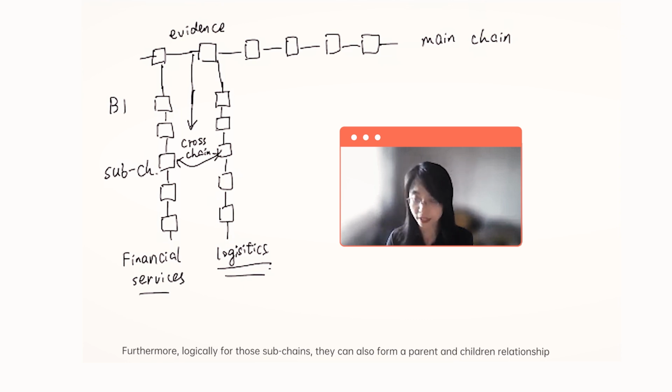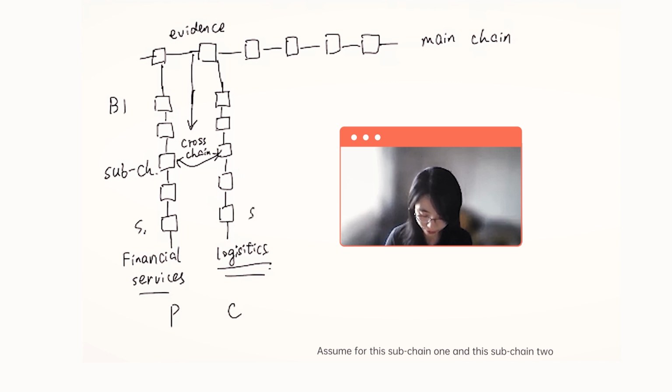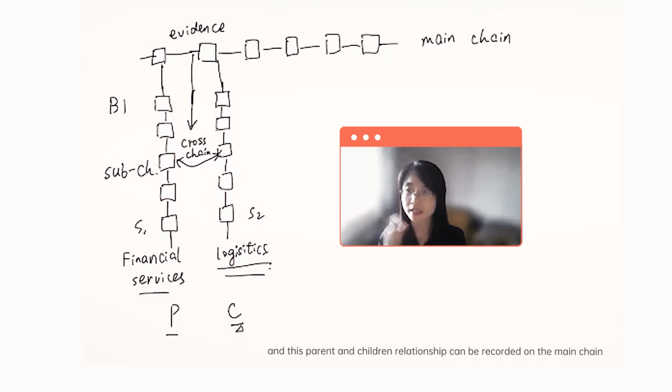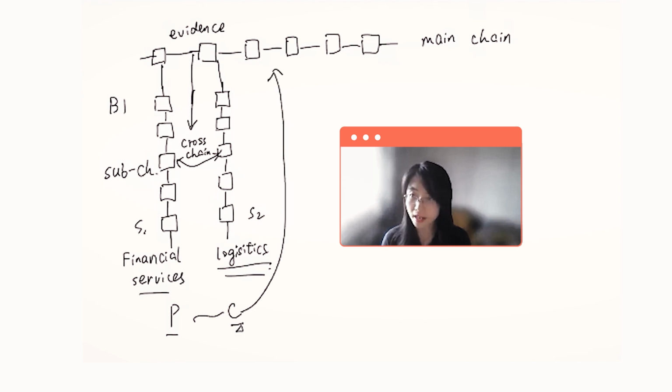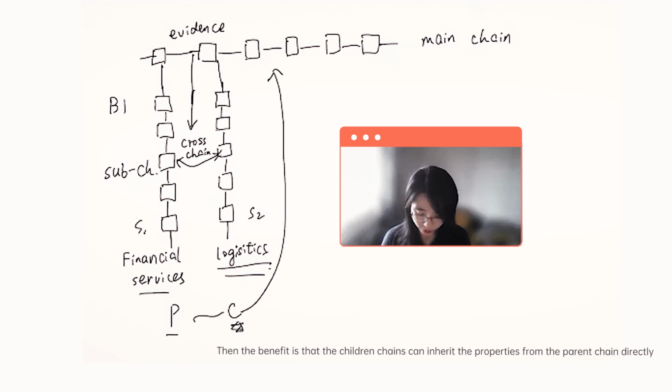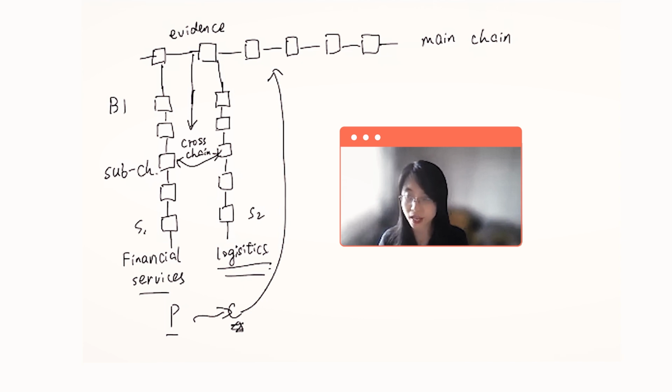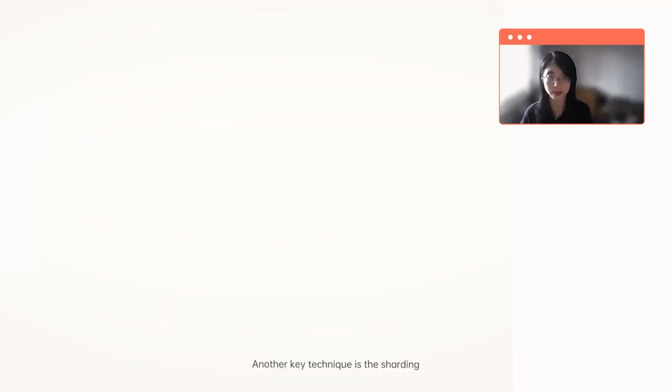Furthermore, for those subchains, they can also form a parent and children relationship. Assume for this subchain 1 and this subchain 2, we can have subchain 1 as a parent of subchain 2. And this parent and children relationship can be recorded on the main chain. Then the benefit is that the children chains can inherit the properties from the parent chain directly. And in this way, we can easily extend the chains with their own properties further down. So that's a relationship. Another key technique is the sharding.